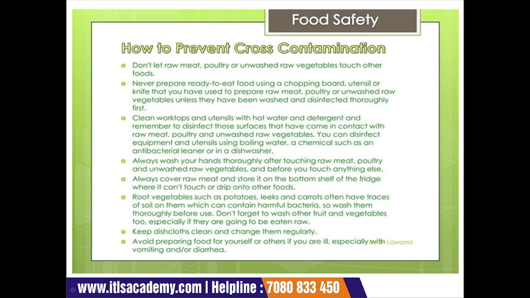Now, how to prevent food cross contamination? To avoid cross contamination, don't let raw meat, poultry or unwashed raw vegetables touch other food. We do not allow a person to touch raw or unwashed meat and then touch vegetable food. It is not allowed. Never prepare ready-to-eat food using a chopping board, utensils or knife that you have used to prepare raw meat.